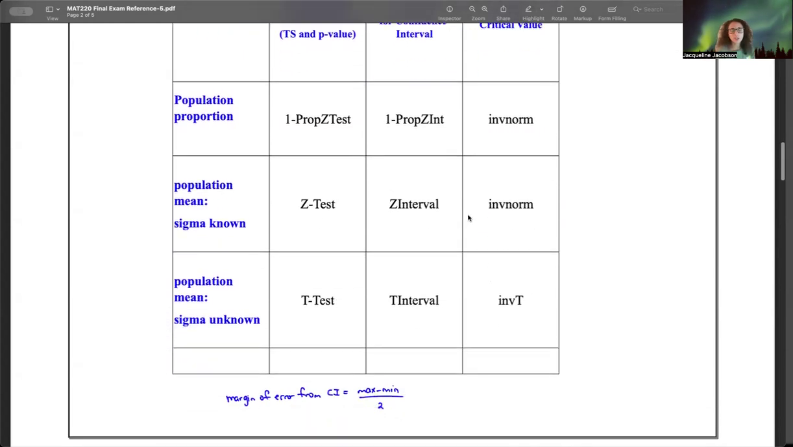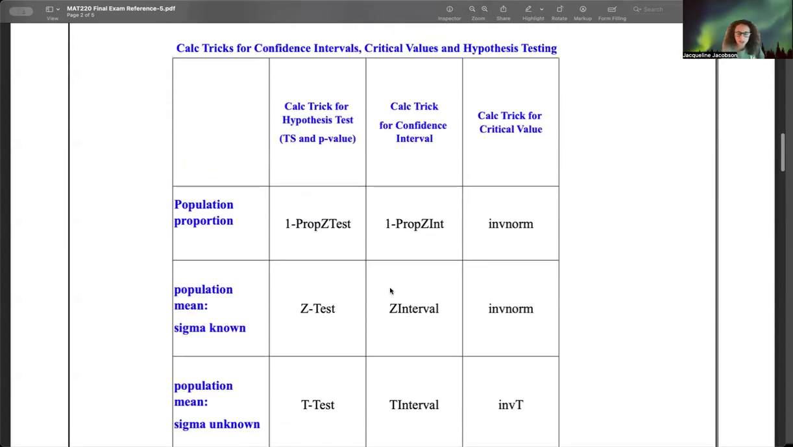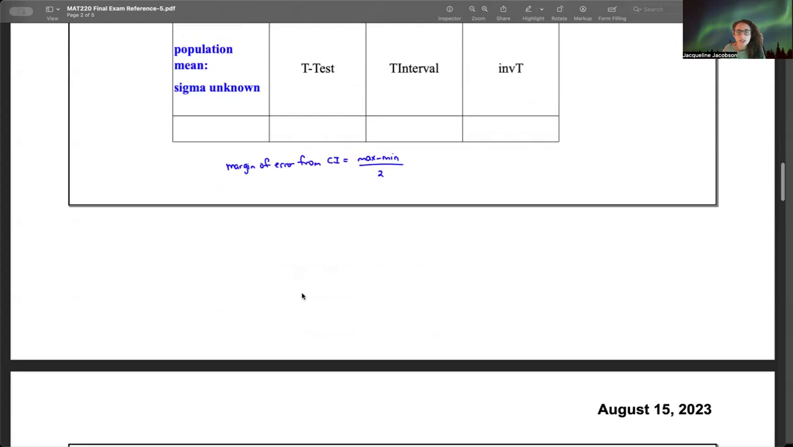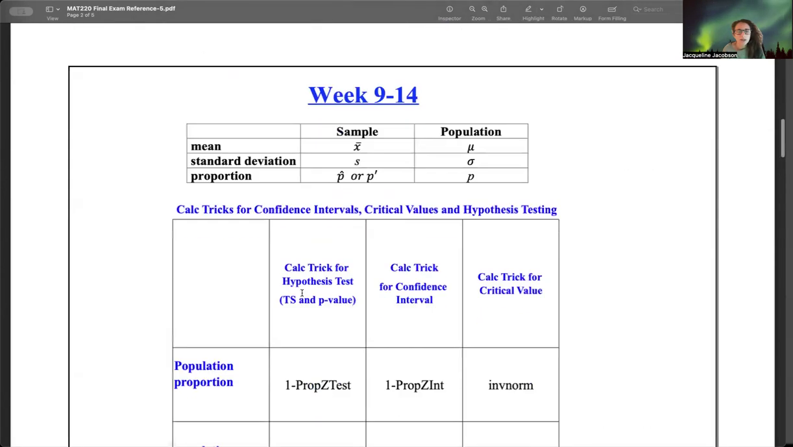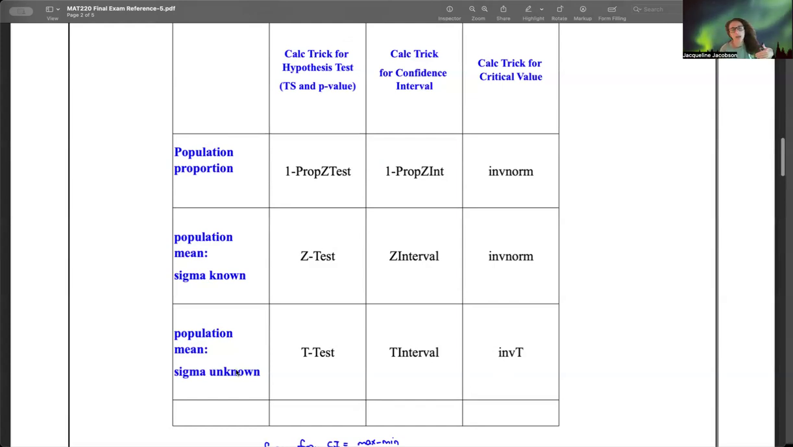And then, you'll see, I think last week and definitely this week as we progress, I started to use this table that I can share with you if you'd like, which organizes the three scenarios that you'll see for confidence intervals and hypothesis testing, where you're estimating a population proportion or estimating a population mean. But if you're estimating a population mean, is sigma known or sigma unknown? These are the only three cases that you're going to be dealing with from weeks 9 through 14.